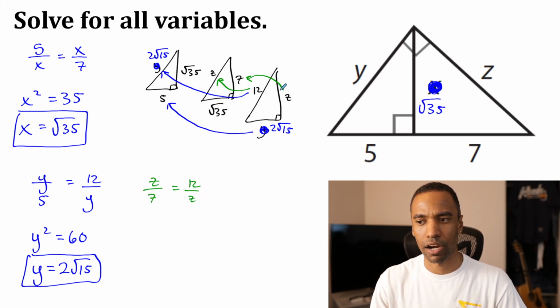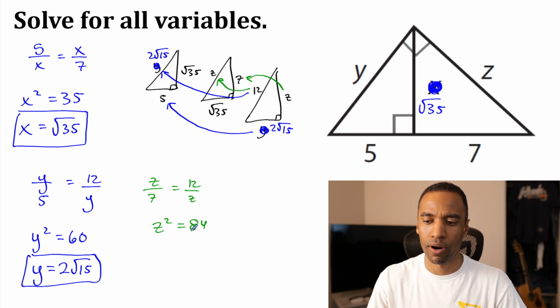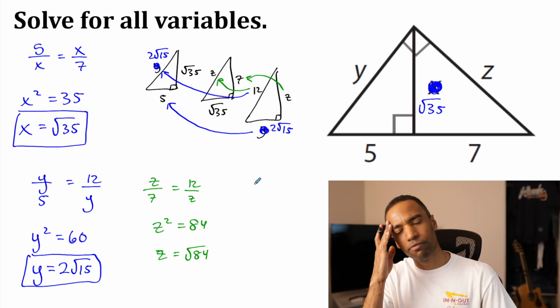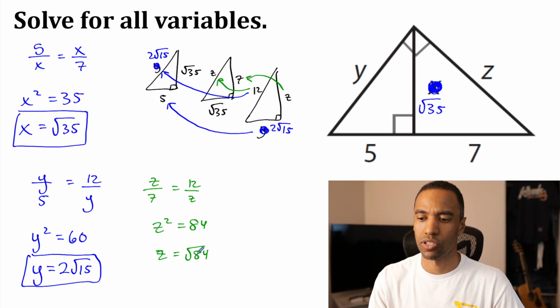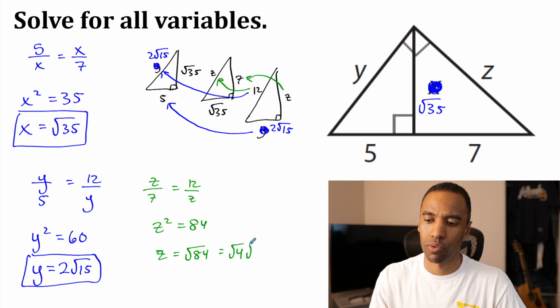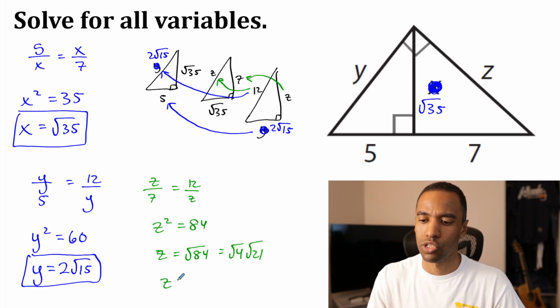And again, I'm drawing the arrows to show long leg and big, long leg and medium, hypotenuse and big, hypotenuse and medium. Cross multiply, you get z squared equals 84. Take the square root of both sides, you get z equals square root of 84. If I divide by 4, I get 21. Yeah, I guess that's the smallest I can get. So root 4 root 21 becomes 2 root 21.